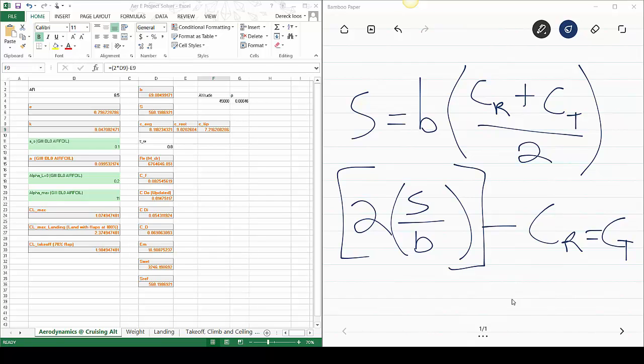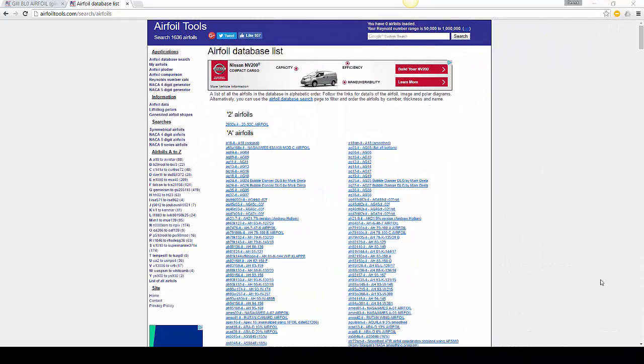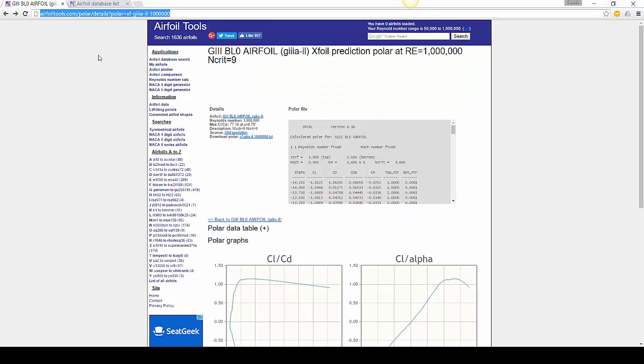Now that we've solved for the chords of our wing, and our wing area, we can head to the internet to select an airfoil for our airplane. So the website I went to find my airfoil data was airfoiltools.com. Where I went from here was to find airfoils with high lift to drag ratios, because the main goal of my design is to fly long range. The airfoil that I came up with was the G3BL0 airfoil. Obviously, for your design, you can go with a different route and choose another airfoil. I'm just going to model with the one that I chose.